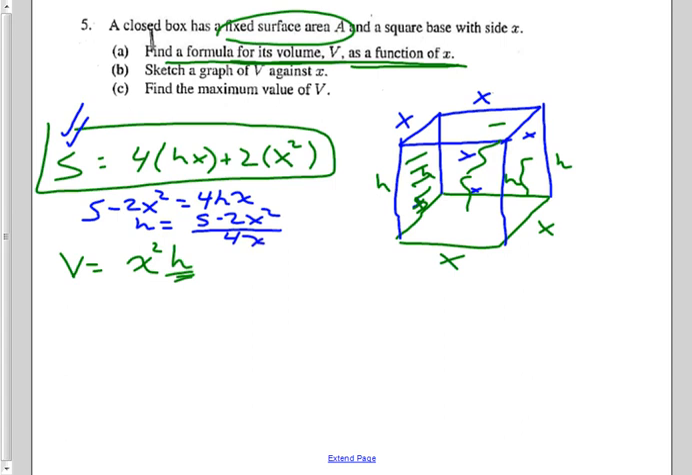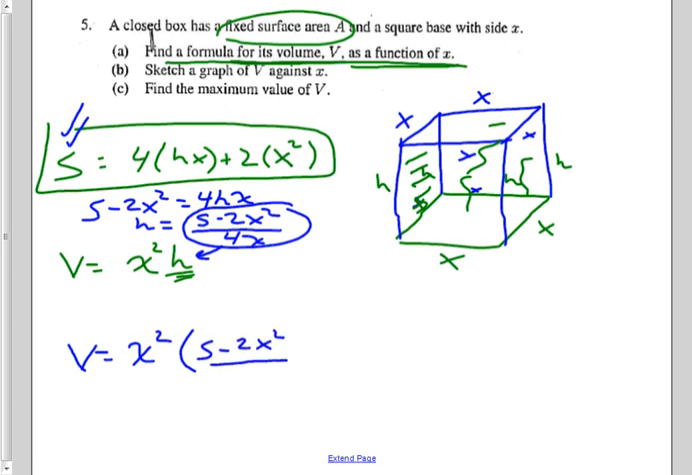So we can replace this into here. We get the volume equals x squared times s minus 2x squared over 4x. And if we simplify that a little bit, we're going to get sx minus 2x cubed over 4.